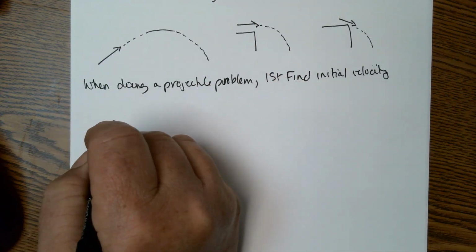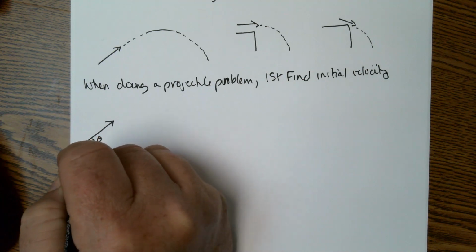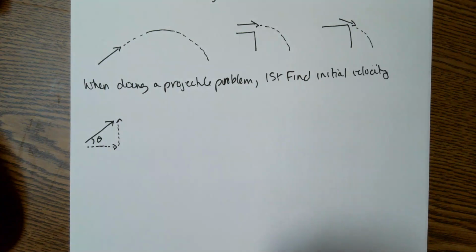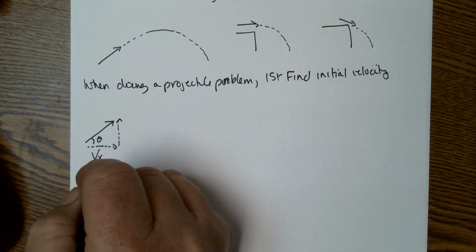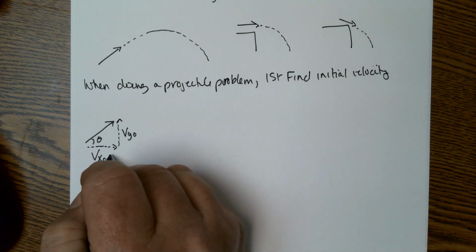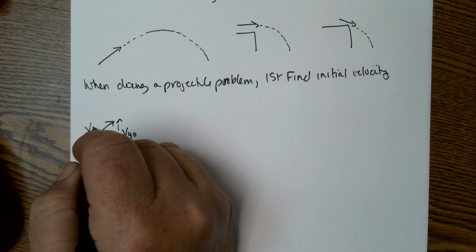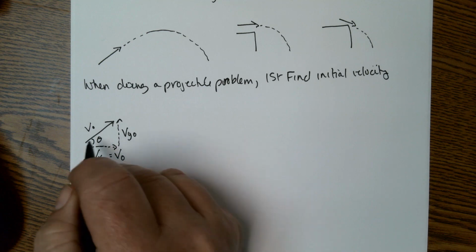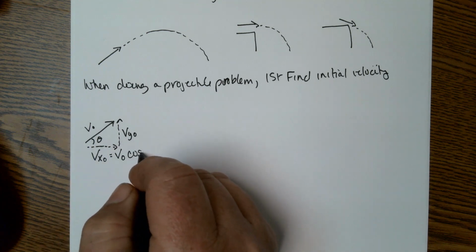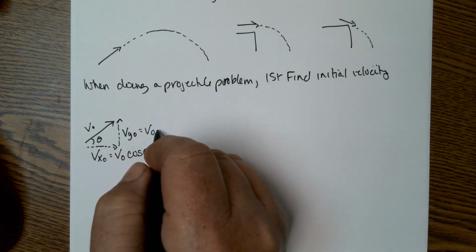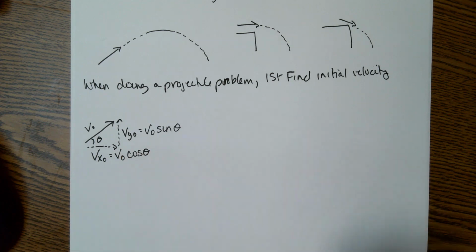If I'm shot like this, I'm at an angle theta. I have to separate that into two things. I have to find Vx naught and I have to find Vy naught. If I'm shot with some velocity V naught, Vx naught is adjacent to the angle, so it's going to be V naught cosine of the angle. Vy naught will be V naught sine of the angle.